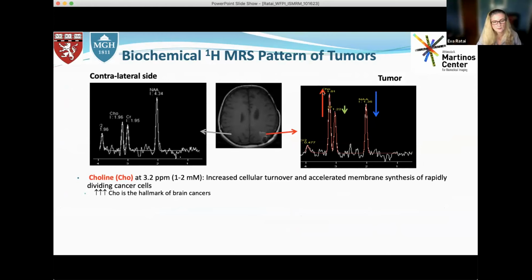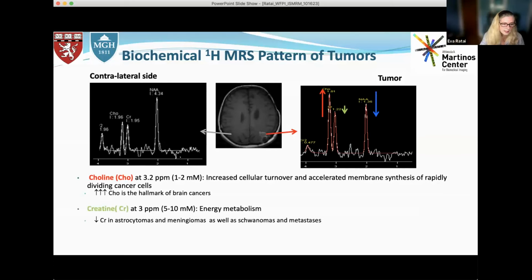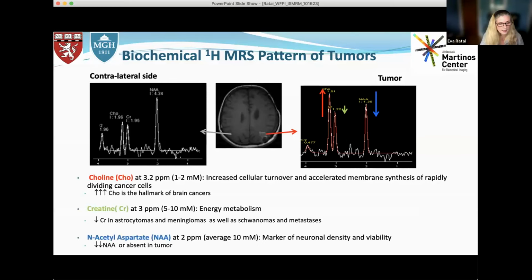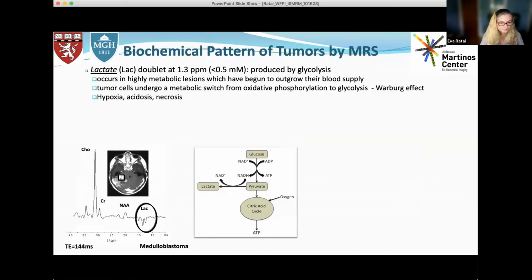That's our marker for accelerated membrane synthesis of rapidly dividing cancer cells. So the elevation of choline is basically a hallmark of brain cancers. It's in fact of all cancers. And then creatine, our marker for energy metabolism, is typically decreased. And then N-acetyl aspartate, our marker for neural health and viability, is either decreased or sometimes completely absent in brain tumors as neoplastic cells replace neurons.